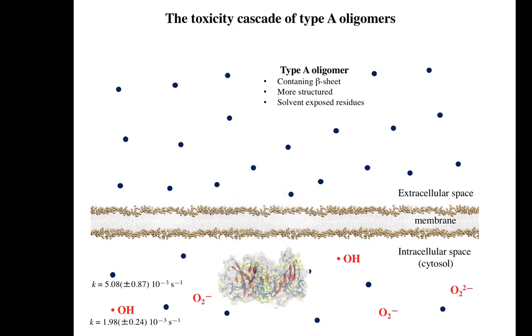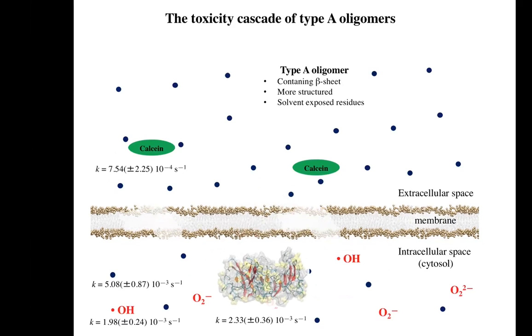And then we have also an internalization of the oligomers, because at some point we can find these oligomers inside the cells, and this occurs more or less on the same time scale as the increase of ROS. Eventually we have membrane holes, and we have an exit of calcein, and so leakage of larger molecules from the cytosol to the extracellular space, and this can occur with this rate constant.